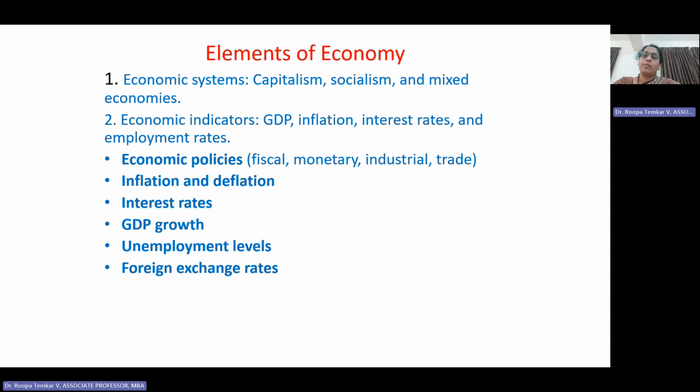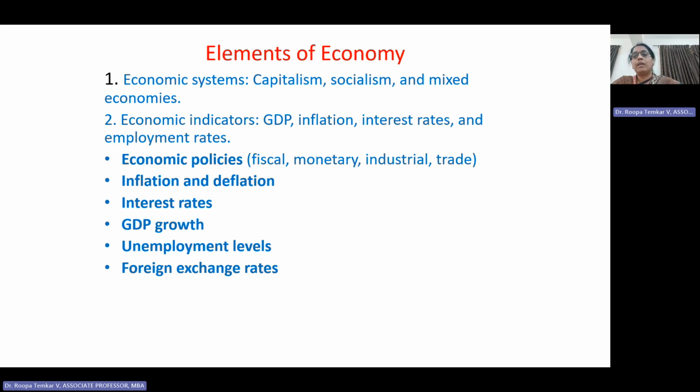Economic systems like capitalism, socialism, and mixed economies, meaning what type of economic system we have in a particular place, is very important. Usually in India, we have a mixed economy, so it is neither capitalism nor socialism. It is a mix of that, where capitalism meets socialism, that is, the values, culture, and beliefs of the people decide the capitalism, that is, investment on business. So that is why it is called a mixed economy.